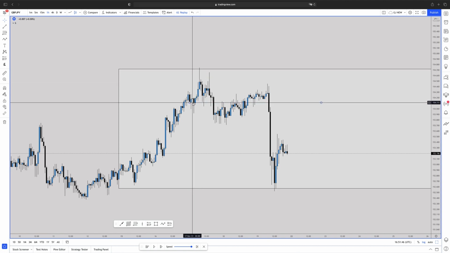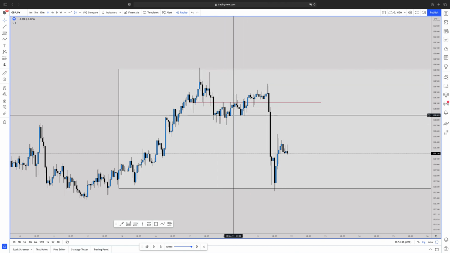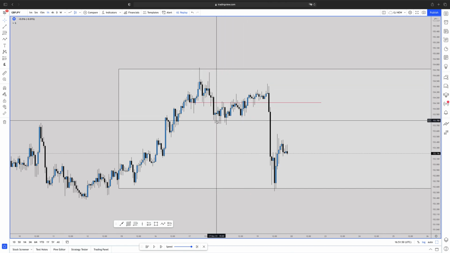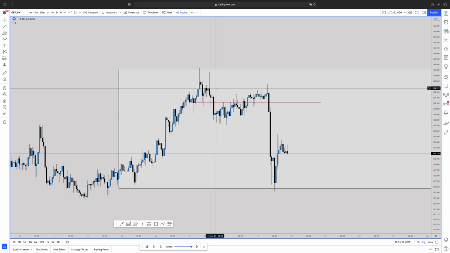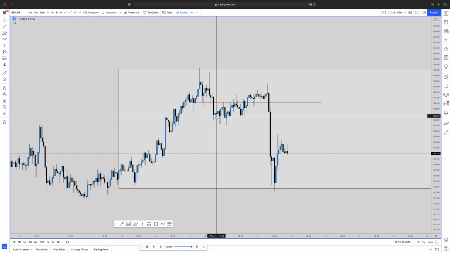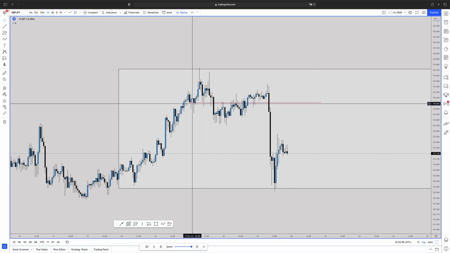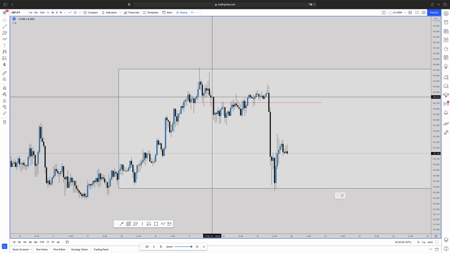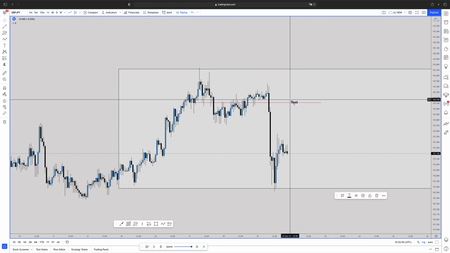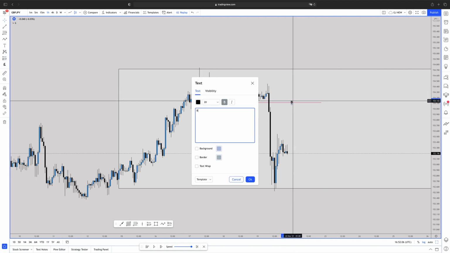So then what happens? We get to Thursday, and this can happen sort of Wednesday lunchtime onwards, is how I normally see it. And we then get that nice break of structure. So what I mean by break of structure, we have now taken out what was previous support. So if I just draw this on, just to make it clear, break of structure.